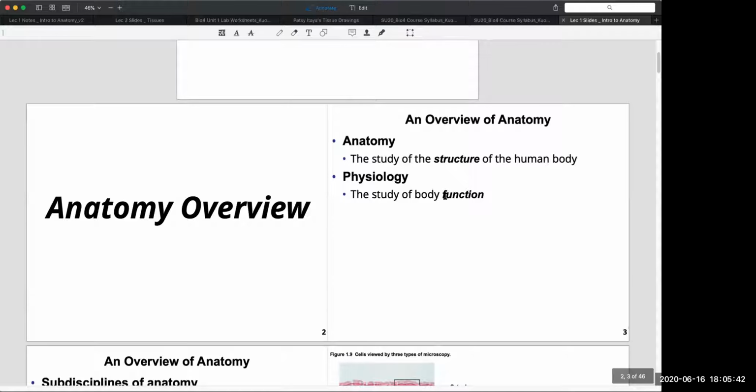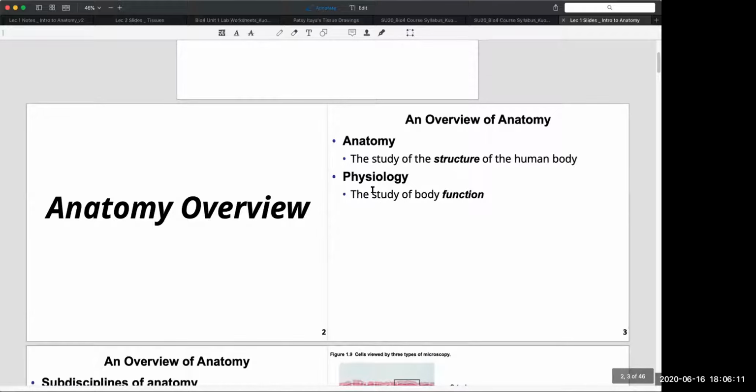Many of you will be taking physiology after this class, and physiology will require a strong understanding of what those structures you're studying are called. And as you'll soon see, it's really hard to separate the two. So these are closely related. So that means oftentimes in this class, we'll be looking at some functions as well, okay?